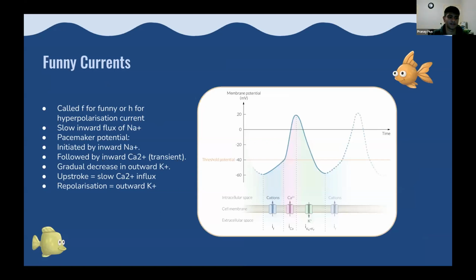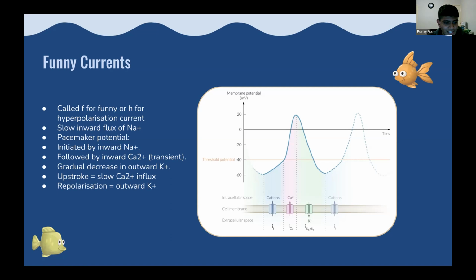Yeah, so let's talk about the funny current. It's called F for funny and H for hyperpolarization current, just different names for the type of current it is. But how it works is basically there's a slow influx of sodium, and then after that, a transient inflow of calcium. And then once it reaches its peak, you've got a gradual decrease, or an outward flow of potassium.